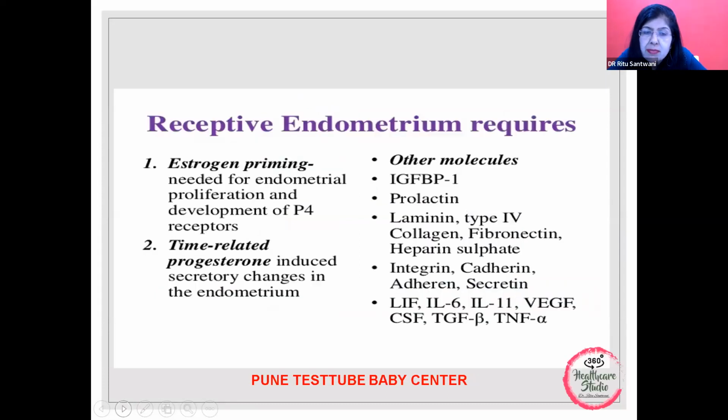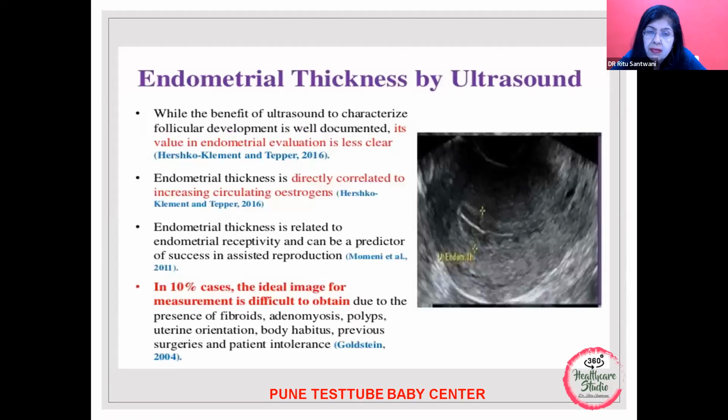So a receptive endometrium requires the estrogen priming needed for endometrial proliferation and the development of P4 receptors. Time-related progesterone induces the secretory changes in the endometrium, while the other molecules are IGFBP1, prolactin, laminin, type 4 collagen, fibronectin, heparan sulfate, integrin, cadherin, secretin, and so many other factors. Among those, VEGF, TGF-beta, and TNF-alpha have been reported.